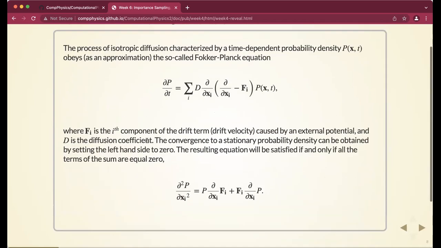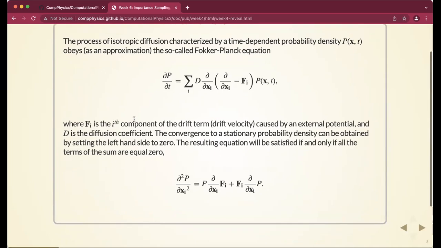Now, when we go back to this Fokker-Planck equation, we can actually prove that there has to be a minimal condition on, or minimal shape on this force F.